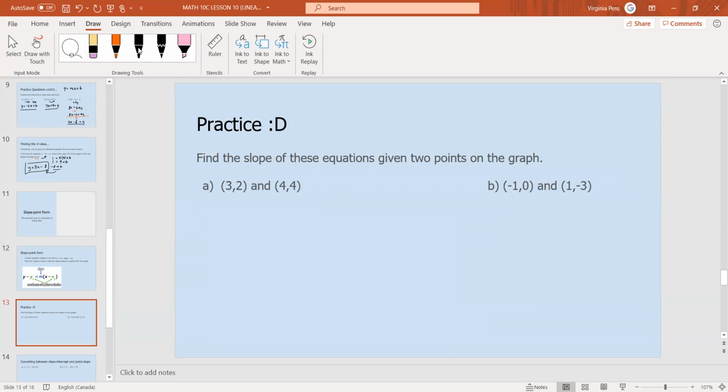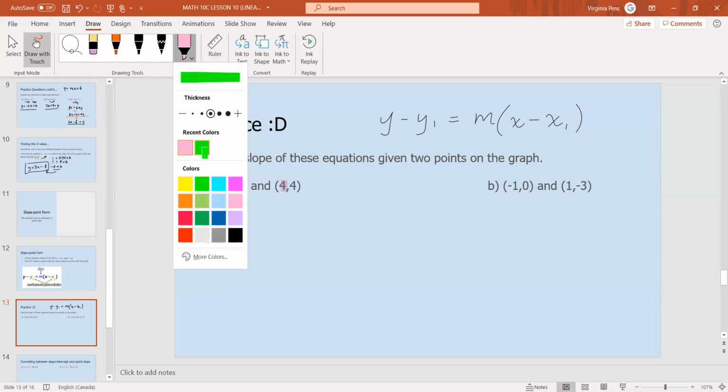So yeah, I have an example over here. Find the slope of these equations given 2 points of the graph. So we have the equation, which was, what was it? y minus y1 is equal to slope times x minus x1. This is our equation. And we are given 2 points, and we want to complete this equation. But we don't have the slope, so we need to calculate the slope. Okay, so let's put these values in. We have 2 different points, which is perfect.